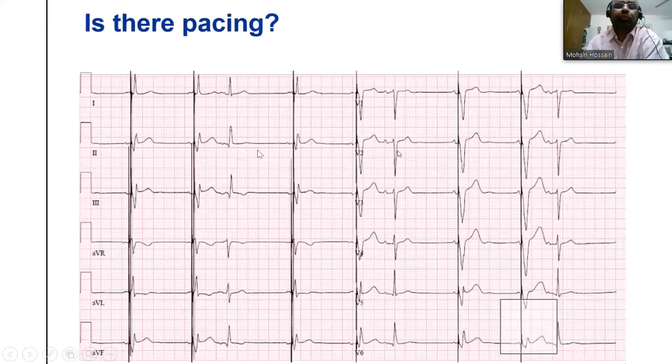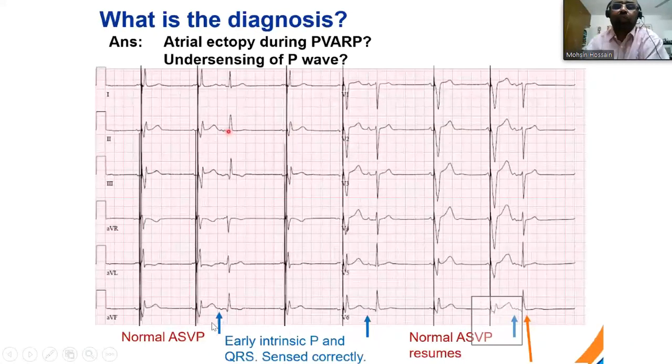In this ECG, what is the pacing? You can see atrial sense, ventricular pace, atrial sense, ventricular pace. The question is whether this is sensed accurately. Then there is another beat, an early ectopic beat. This ectopic beat is sensed properly and correctly because it is outside the post-atrial ventricular refractory period. So this atrial ectopic beat is sensed correctly, and the QRS complex is also sensed correctly.